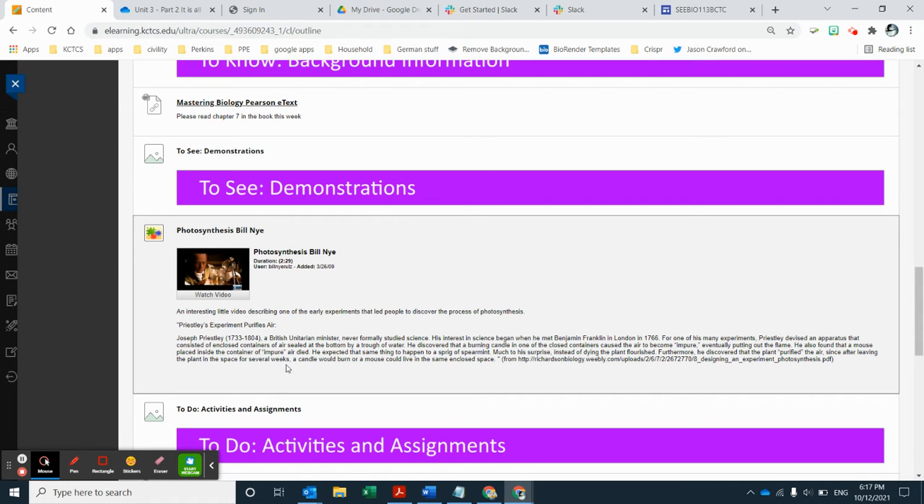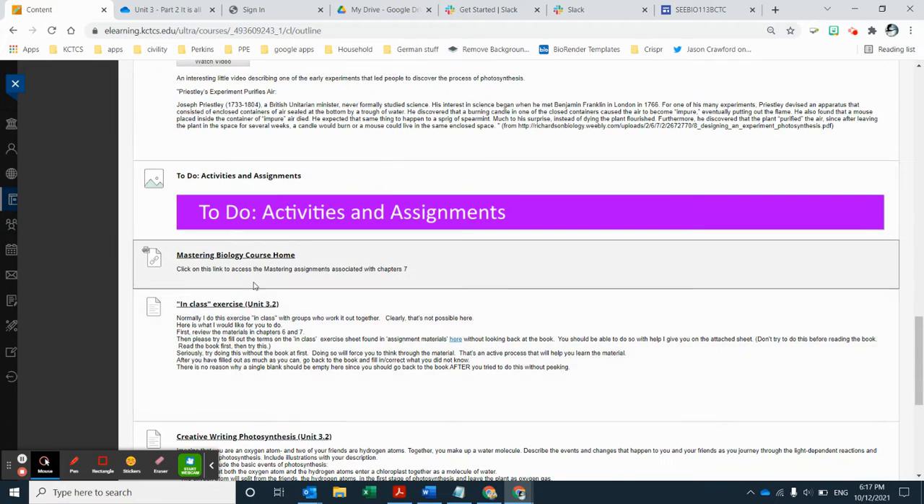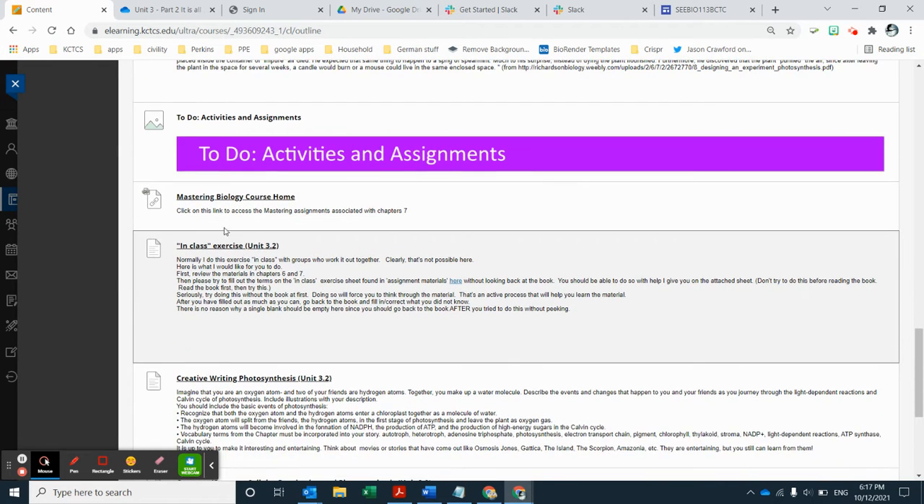Then there's one that describes one of the early experiments, how they figured out what photosynthesis was. Mastering Biology assignments associated with chapter 7. Then this one here is a little different.